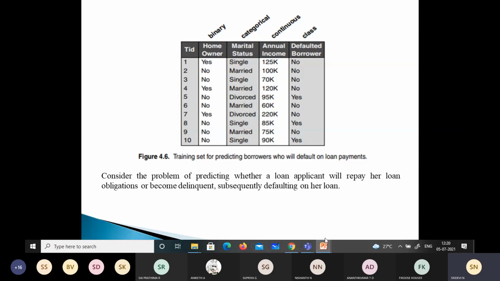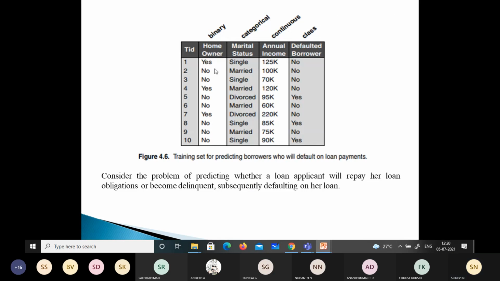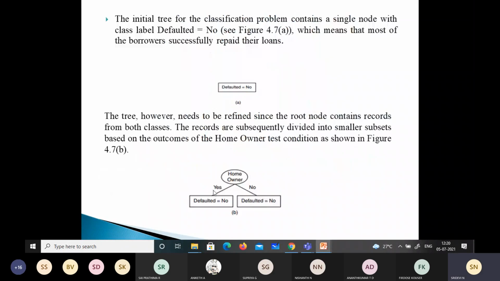Yes, ma'am. So we have 3 and 7. Now what we have achieved is we have just divided the records into two classes, yes and no, based on some test condition, that is the homeowner test condition. So these all belong to the same class, yes, no, and yes, no. So this becomes your purer subset.